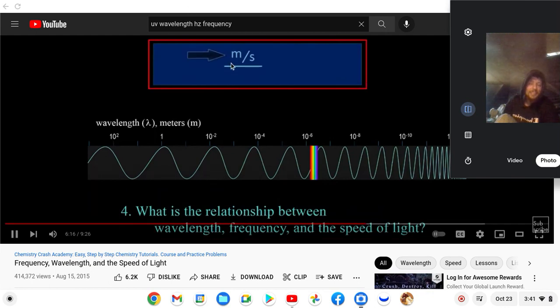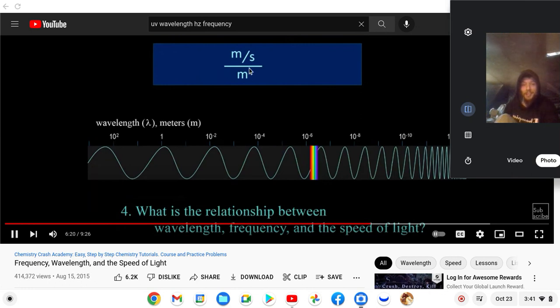If we look at the units on the downhill side of that, they cancel each other out. The unit of frequency.